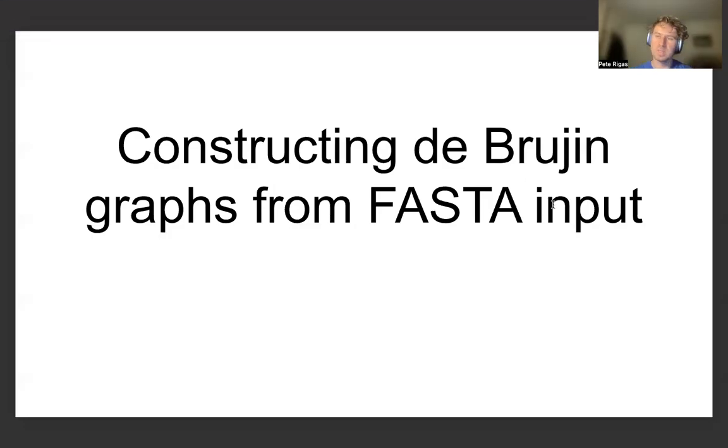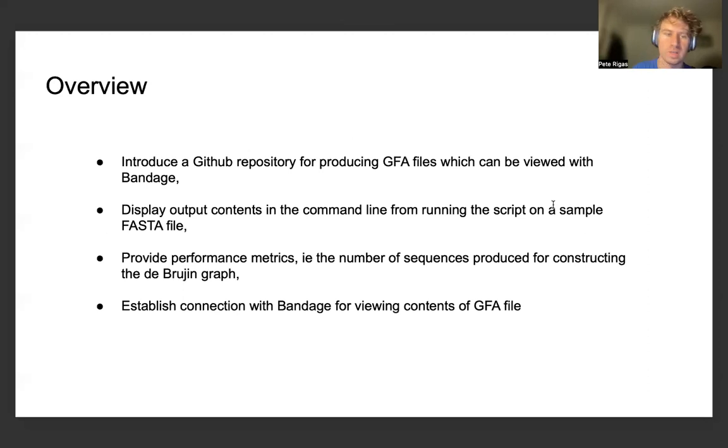The title of this presentation is Constructing De Bruijn Graphs from FASTA Input. To begin with a presentation overview, we'll be introducing a GitHub repository, which allows us to automate the process of constructing GFA files, which is a particular type of file format that's related to a FASTA file format, which is used by the genomics and genetics and related communities for storing different sequencing formats, and how this GFA file format, which is used to construct a De Bruijn graph, can be viewed in Bandage.